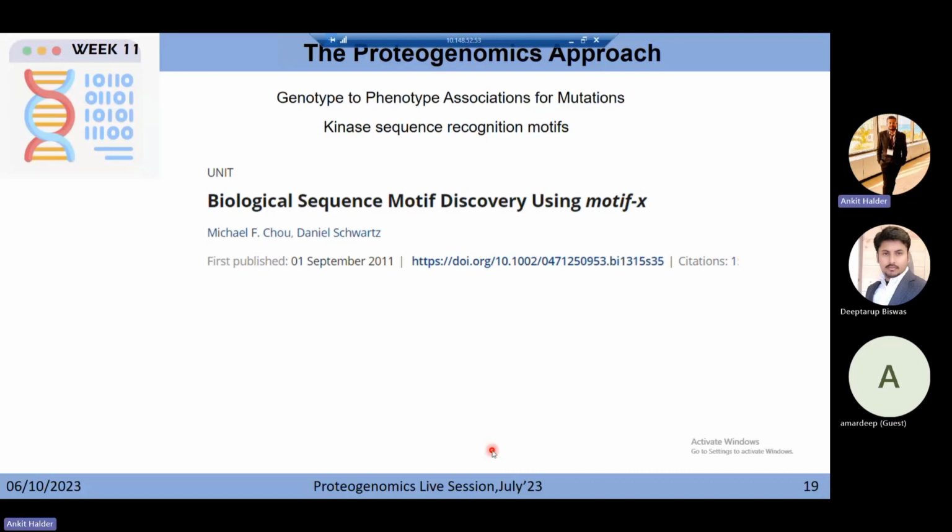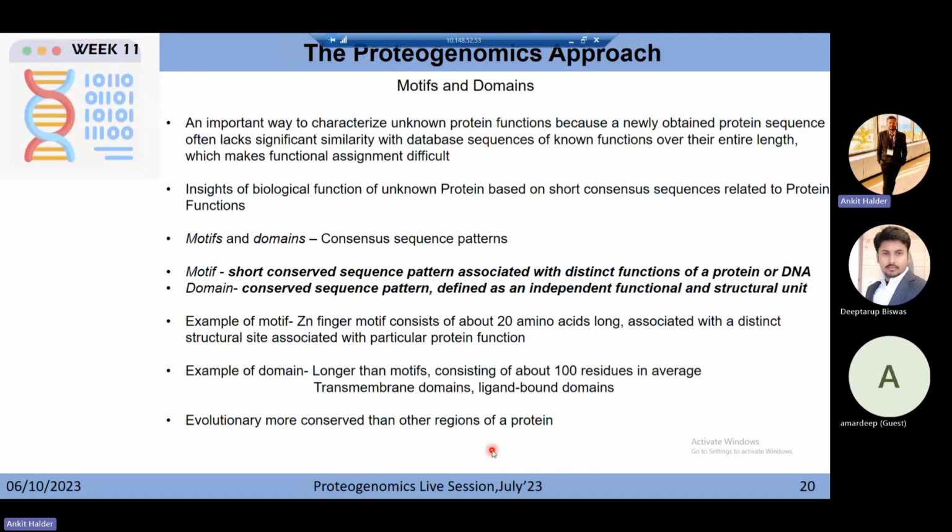So this is a thing which was given: the biological sequence motif discovered using motif-x, to find out what the effect of those SNPs or SNVs is on the kinases. So before going to that, let us refresh certain parts of what a motif and a domain are.